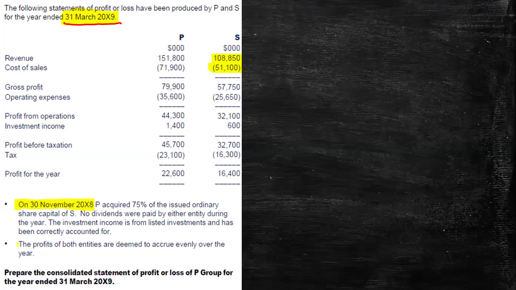Now, they're telling us that the profits of both entities are deemed to accrue evenly over the year. They will give you this statement. This basically means that you can assume that this revenue amount, the cost amount, the expenses amount can be divided evenly over the 12 months that they belong to. So you can assume that the monthly amount of revenue is the same for all 12 months. This yearly amount can be divided equally over 12 months. The cost of sales amount can be divided equally over 12 months. So what you have to do in this case is prorate the subsidiary's data when preparing the consolidated statement of profit and loss.